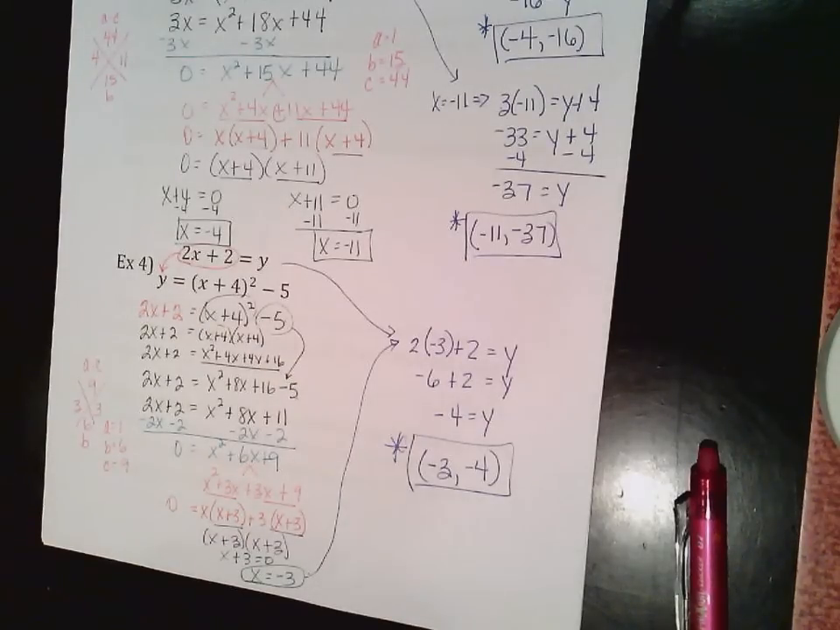So remember, you're either going to have 1, 2, or none. And the answers to all of your solutions are always going to be ordered pairs.